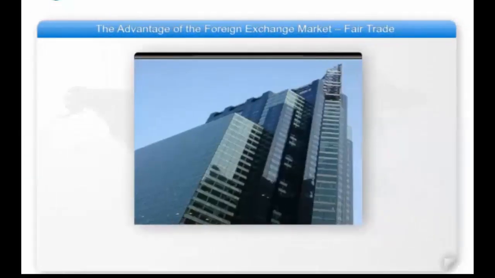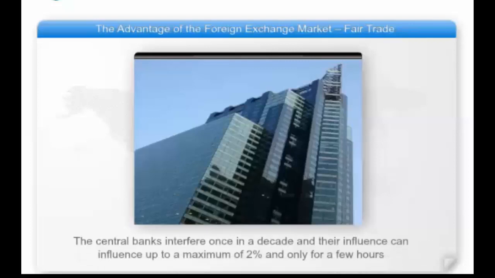The second advantage is, in the Forex market, there's no control by external financial bodies. A speculator, as great as he or she is, cannot influence the exchange rate. Central banks intervene in the trading once every decade and are successful in affecting the value of the currency by a total of 2%. A movement of this kind lasts for only a few hours, and then the exchange rate returns to its natural price.